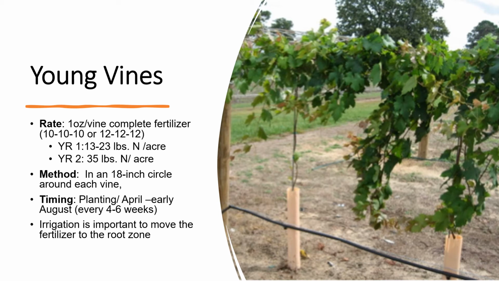And the timing would be that we would apply that fertilizer a few weeks after initial planting, so about 4 weeks after initial planting, and then repeating that application every 4 to 6 weeks through early August in that first year.